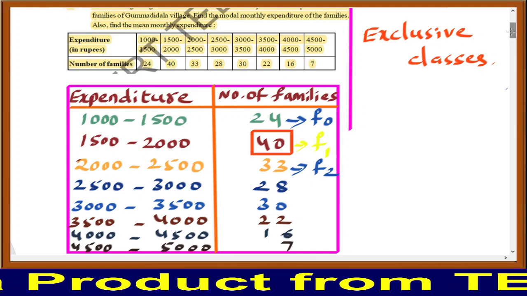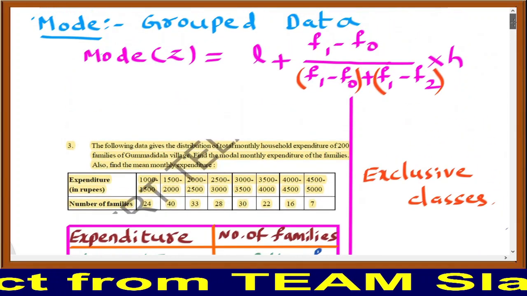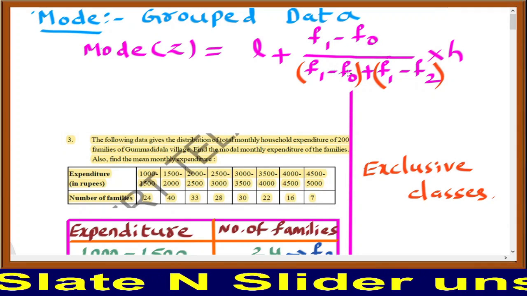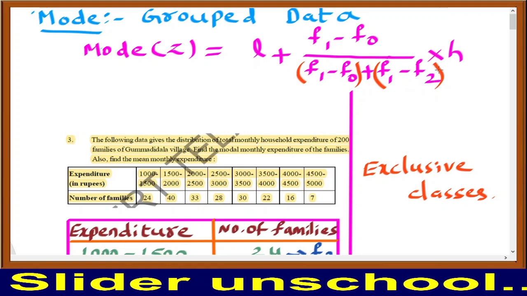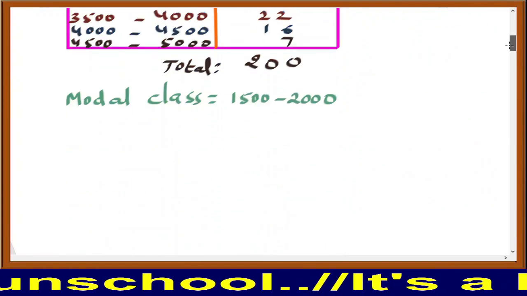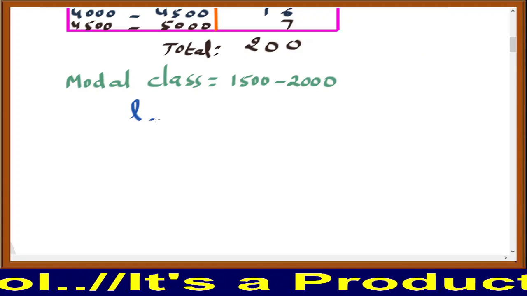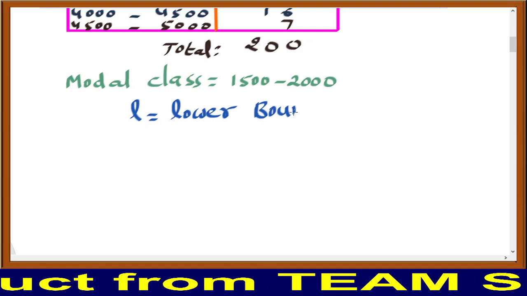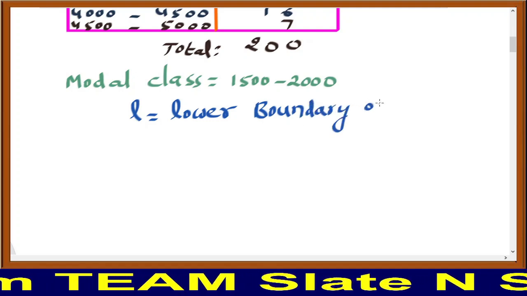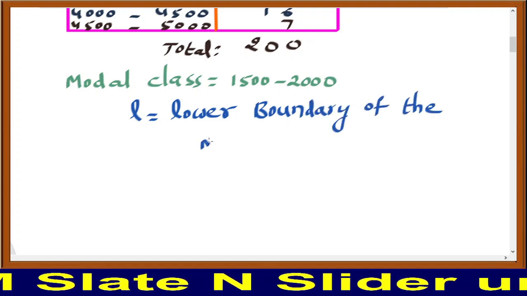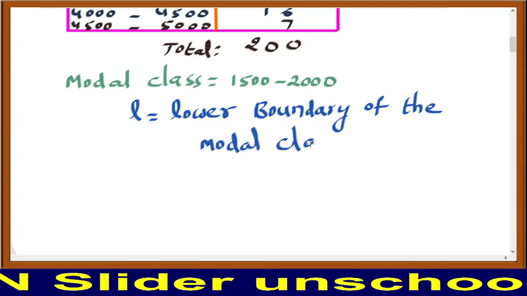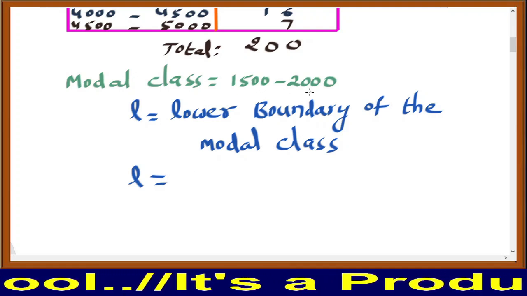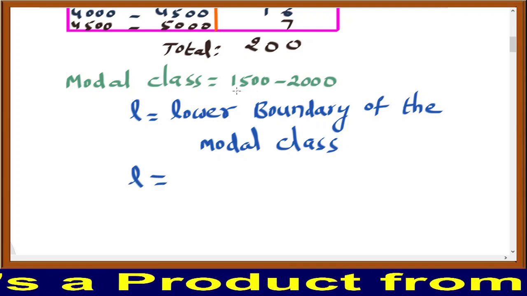So let us observe the formula of mode. In that we have F1, F0 and F2. We have to find out L and H. How to find out L? What is L? L stands for the lower boundary of the modal class. How to find out the lower boundary of the modal class? For 1500 to 2000 we have to find out the lower boundary. How to find that?